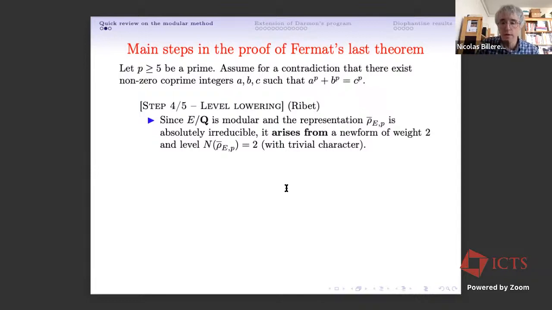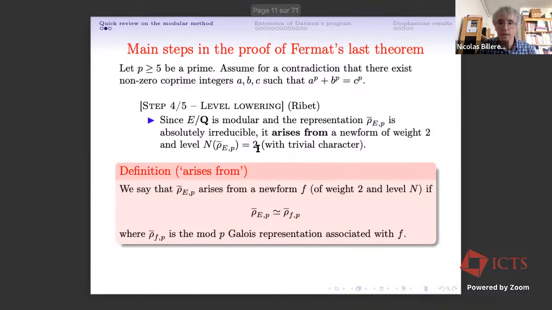And then Ribet's level lowering theorem says that you can lower the level to the Serre level of the representation itself. And remember that this Serre level was just 2. And when I say that the mod P representation arises from a newform of weight 2 and level 2, I just mean that this representation rho bar E,P is isomorphic to the mod P representation attached to some newform F of the corresponding weight and level. But in that case, the weight will be 2 and the level will be 2 as well.